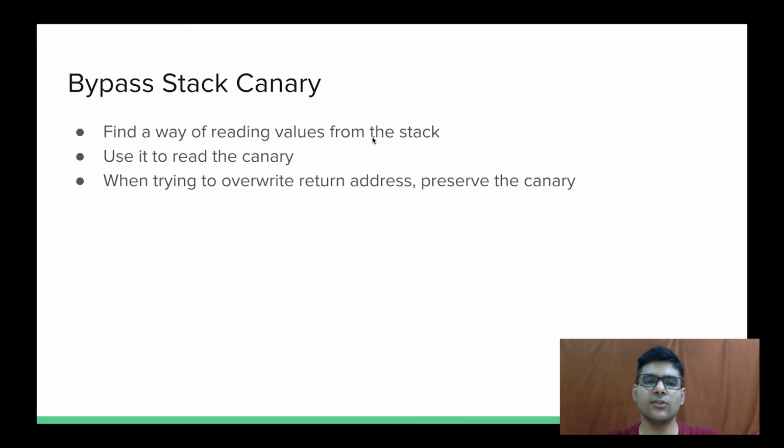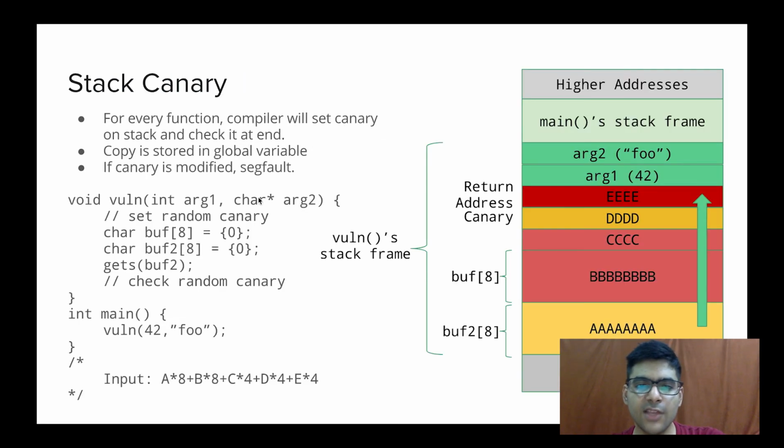You somehow have to know that value. So you have to find a way of reading values from the stack. You have to find some exploit in the binary which will help you read some values from the stack. Then of course you read the value of the canary, and then when you're overwriting the return address, you also override the canary, but this time you overwrite it with the correct value because you had already read it from the stack.